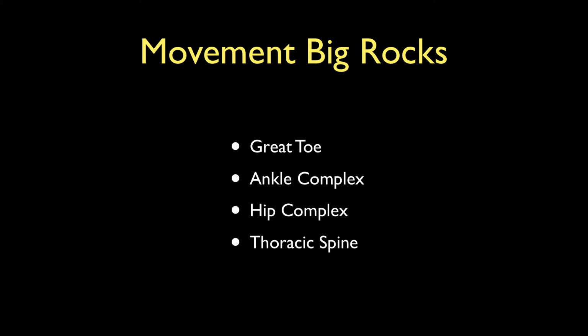And the shoulder is dependent upon good mobility of the scapula, good motion at the sternoclavicular joint, which is dependent upon the action of the thoracic cage, which is dependent upon the action of the hips, the foot, and ankle complex. Make sure that these four big regions, the great toe, ankle complex, hip complex, and thoracic spine complex, can move in all three planes of motion, and you will see a significant reduction in the risk of injuries.